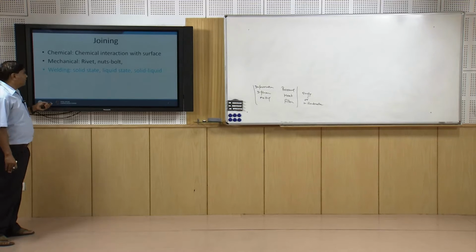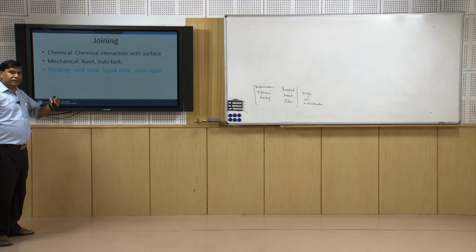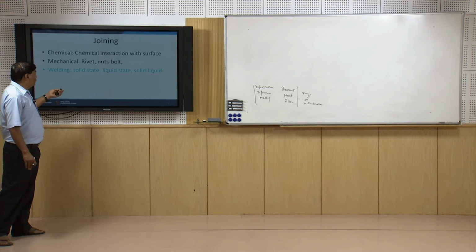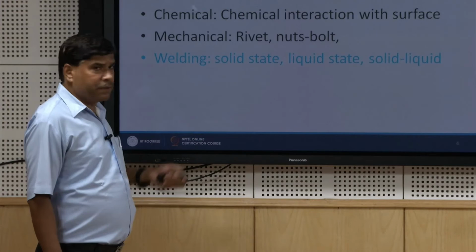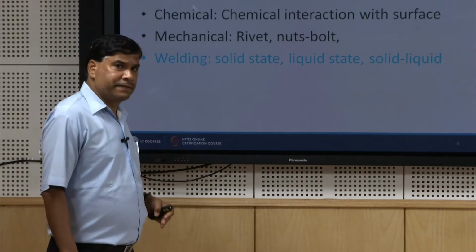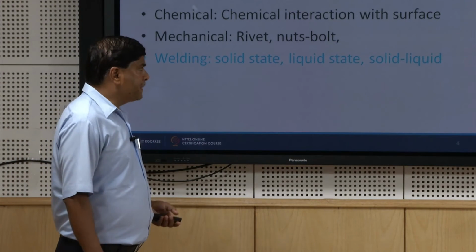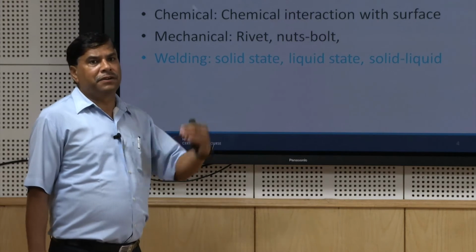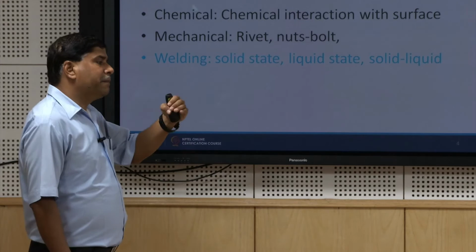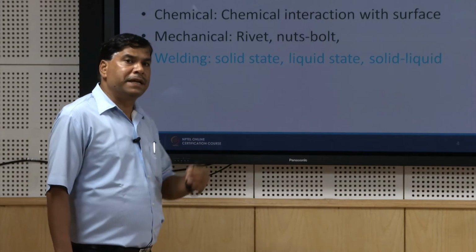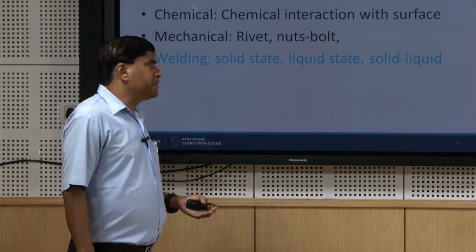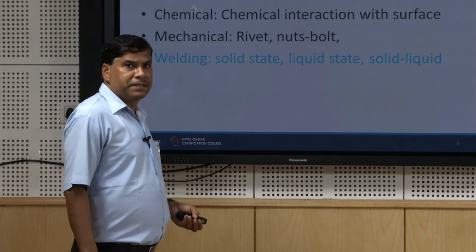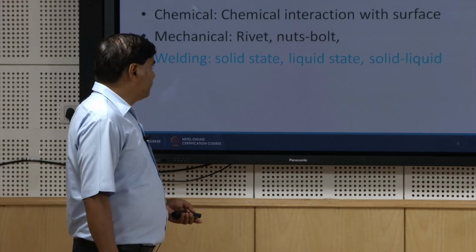In the solid state, there are processes like friction stir welding, friction welding or forge welding. In liquid state processes, fusion of the faying surface is achieved by melting, and in solid-liquid processes the base metal remains in the solid state and the filler metal, in the form of solder or brazing material, is brought to the molten state to develop the joint.